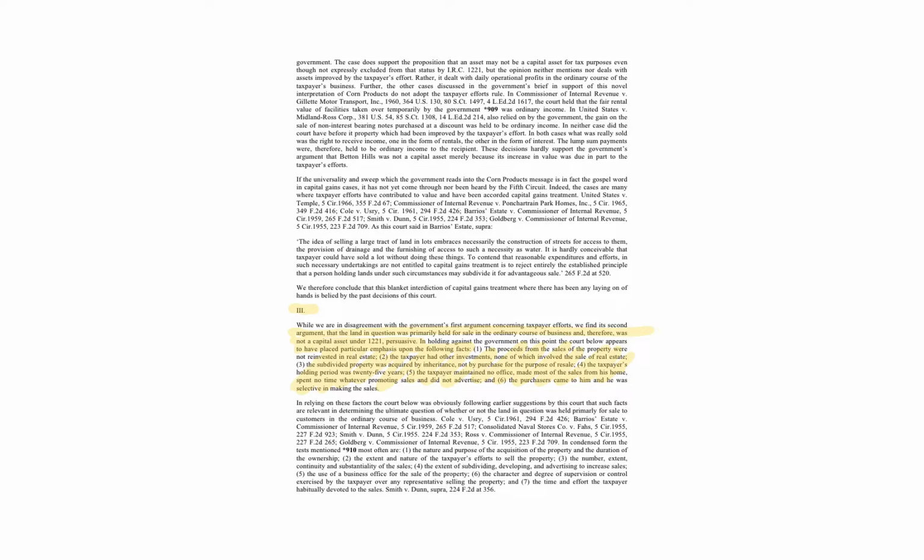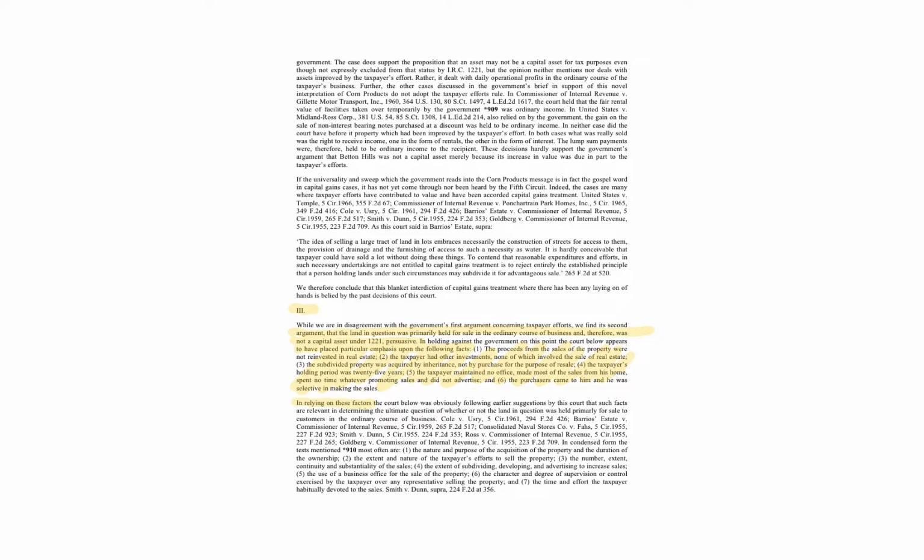So now let's continue. This is the opinion. The judge that's writing, I should say the court, because the appellate court is more than one judge. There's one justice though, one judge actually writes the opinion. "In relying on these factors, the court below was obviously following earlier suggestions by this court," so talking about the Fifth Circuit, "that such facts are relevant in determining the ultimate question of whether or not the land in question was held primarily for sale to customers in the ordinary course of business."